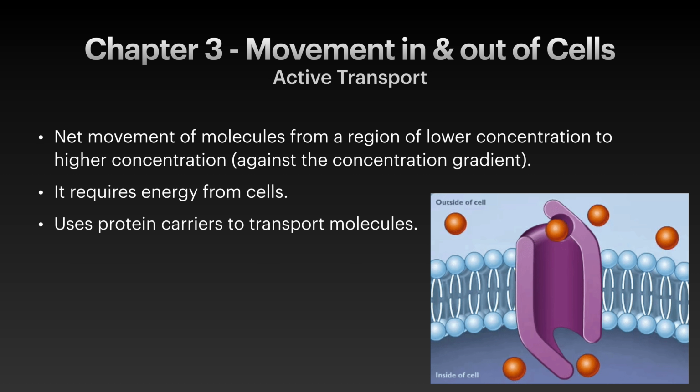The carrier protein uses energy from respiration to change its shape. This change in shape forces the molecule through the membrane to the side with higher concentration. The protein returns to its original shape and the process can repeat.